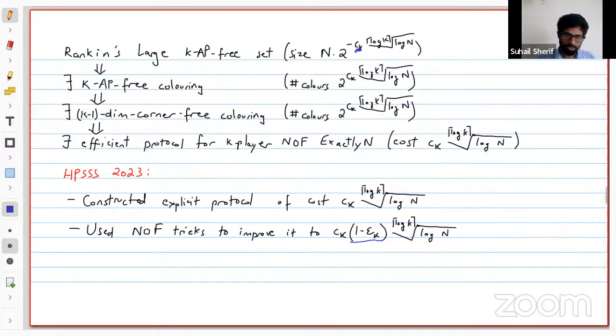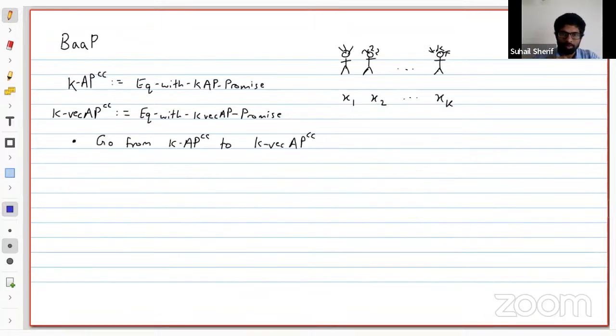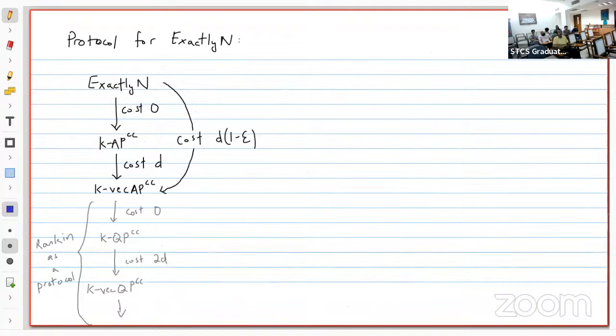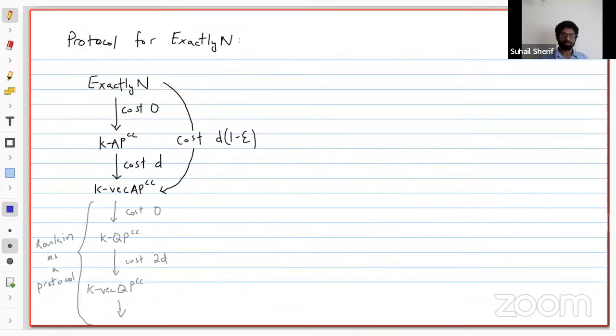Now, I'm not going to touch the explicit protocol construction. That's fairly simple to see, but the NOF tricks, I will try to tell a little bit about in the next 5-10 minutes, if that's all right. So I'll skip this slide. All right, so the protocol for exactly n: we know that exactly n is the same as corners, this corners promise problem. And we know that corners can be solved by solving this arithmetic progression problem.